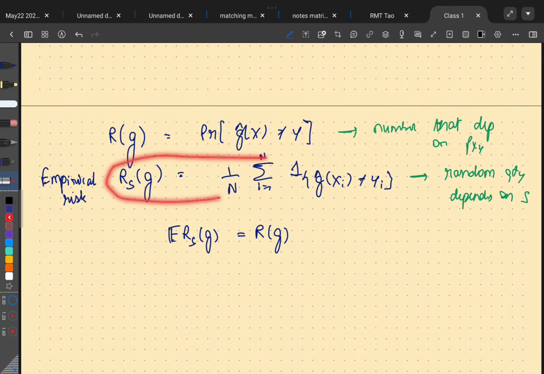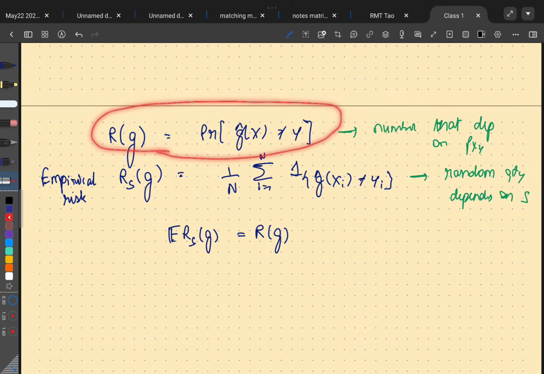Using the training data set, you can find R_S of g and try to find that g which minimizes the empirical risk. And then you want to know the performance of this classifier that you have designed on a completely new sample. One way of doing that is to estimate what R of g is using the test data set.